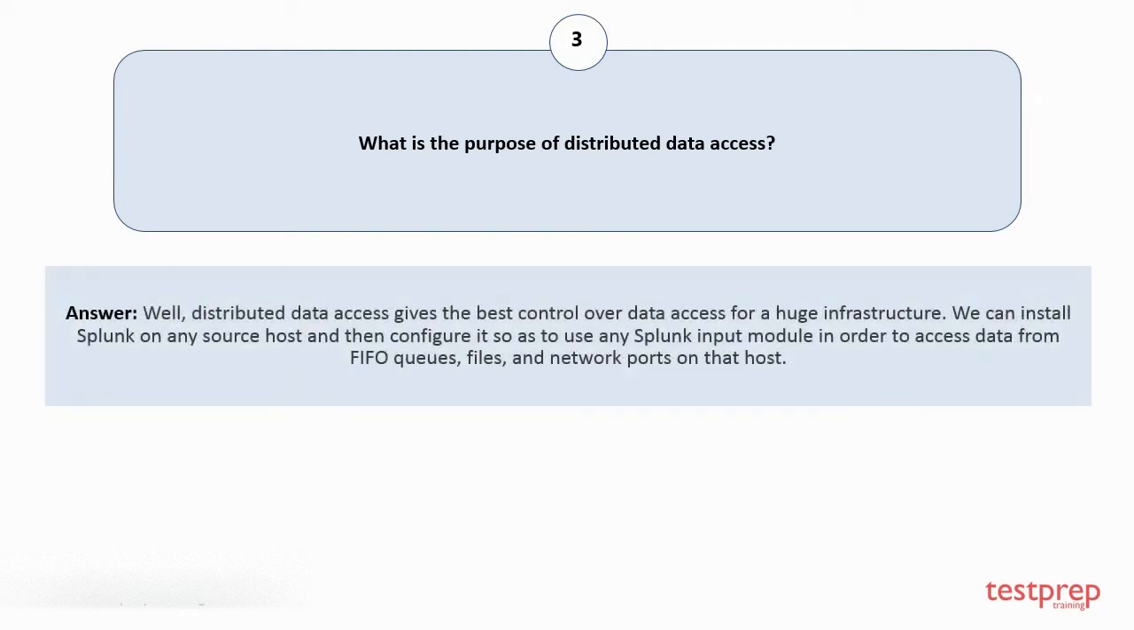Question number 3, what is the purpose of distributed data access? Your answer is well, distributed data access gives the best control over data access for a huge infrastructure. We can install Splunk on any source host, and then configure it so as to use any Splunk input module in order to access data from FIFO queues, files, and network ports on that host.